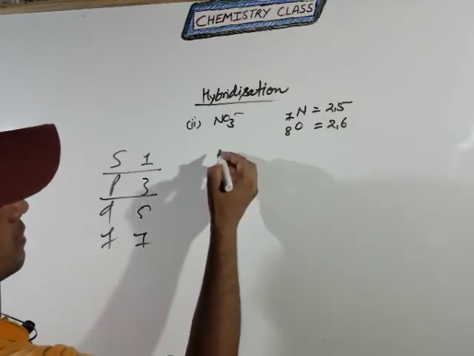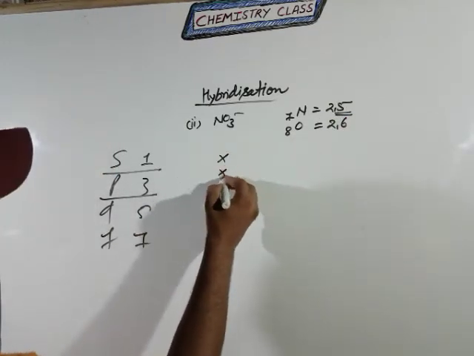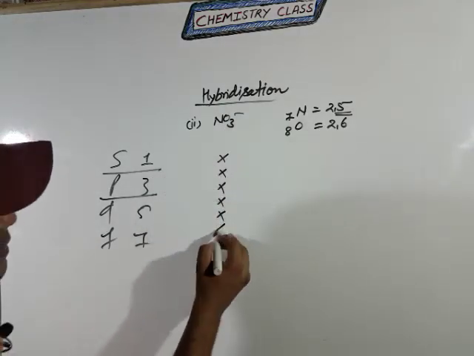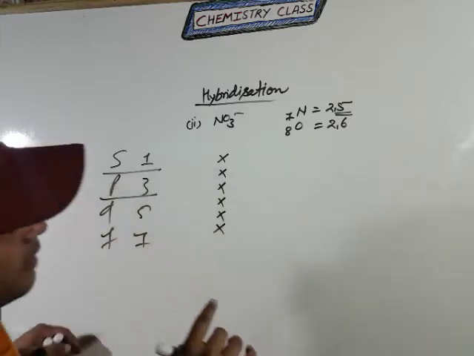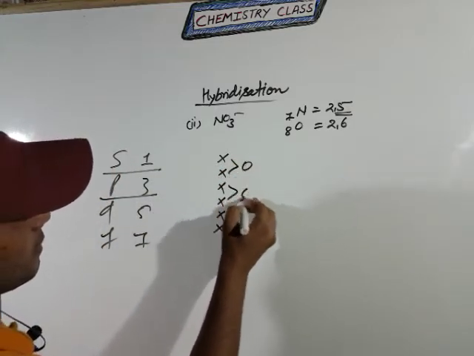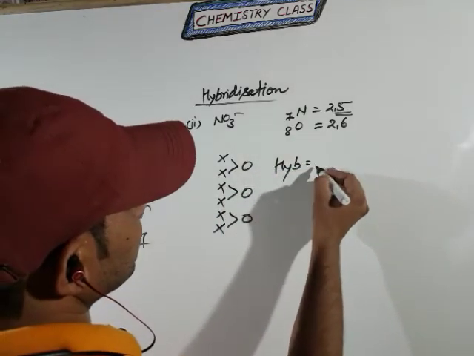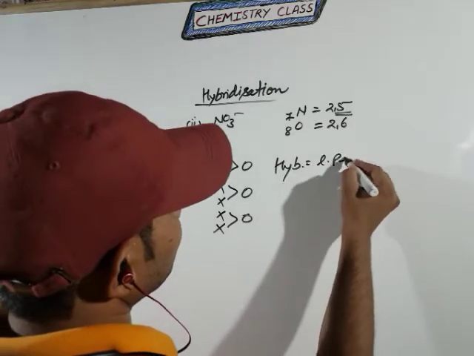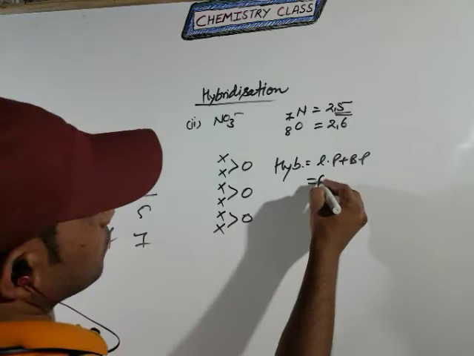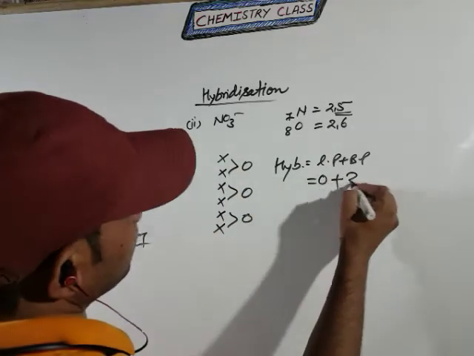How many valence electrons in nitrogen? 5: 1, 2, 3, 4, 5. But there is 1 minus, so add 1 electron. We know that oxygen requires 2 electrons, but in this case there are 3 oxygens. So simply follow the trick: hybridization equals lone pair plus bond pair. How many lone pairs? No free electrons, so lone pair is 0. And how many bond pairs? 1, 2, 3, so bond pair is 3.